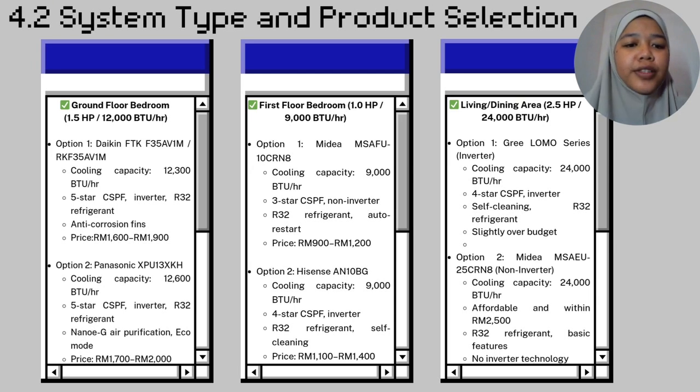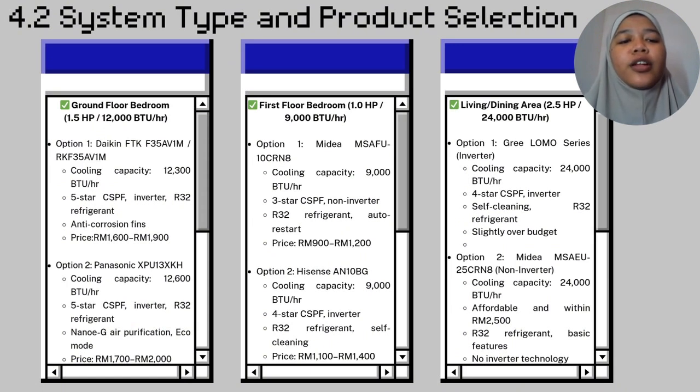For all three spaces, we choose wall-mounted split unit air conditioners because they are suitable for residential use, energy efficient and easy to install. Each unit must also stay within our budget, a 2,500 ringgit budget. For the ground floor bedroom, we compare two inverter units, one from Daikin and one from Panasonic. Both offer good cooling and energy saving.